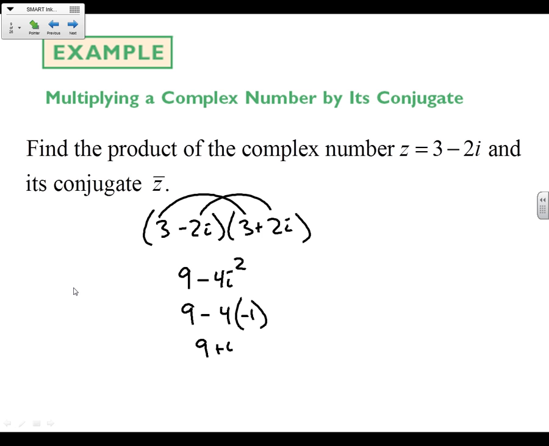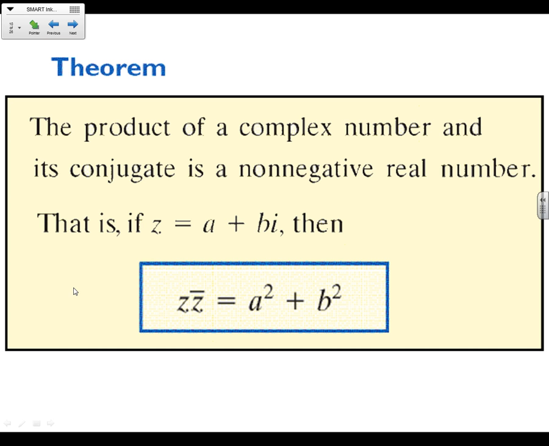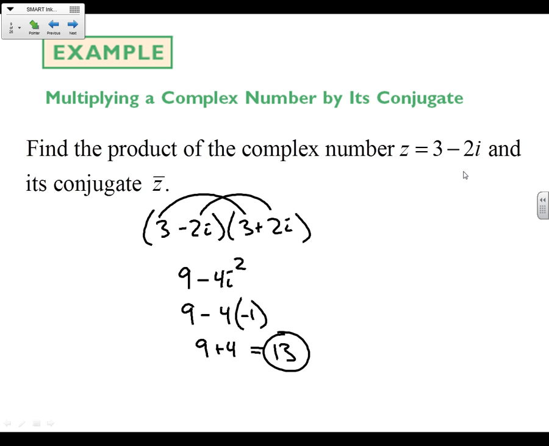So this is 9 plus 4, otherwise known as 13. So your answer here is going to be 13. We got ourselves a formula. If you multiply the conjugates, it's a squared plus b squared. 3 squared plus 4 squared. 9 plus 4 is 13.